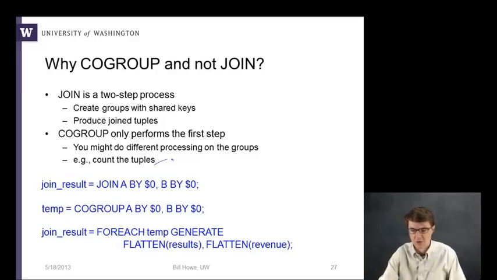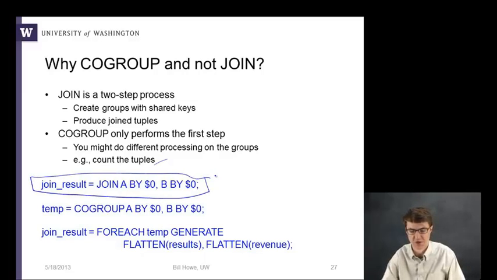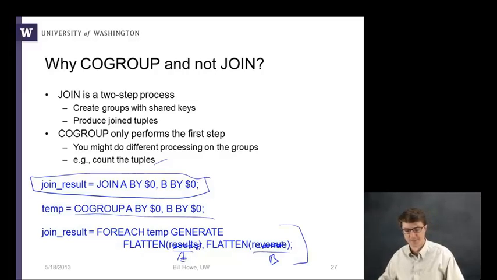Okay, so, but what to point out here is that you can express join. Join is essentially just syntactic sugar. You can express a join in terms of cogroup. First step is to cogroup on the same column, on the join columns, and the second is to run this foreach command that would generate a flat view of results and revenue. Sorry, I guess I should say A and B here. That's sloppy. I changed the names. Okay.